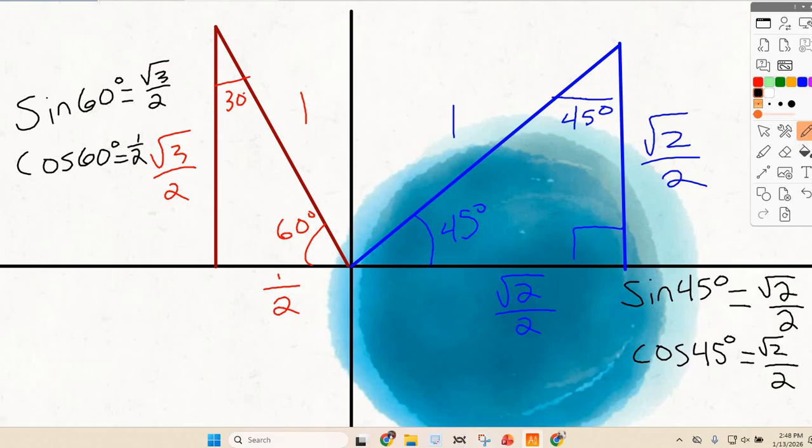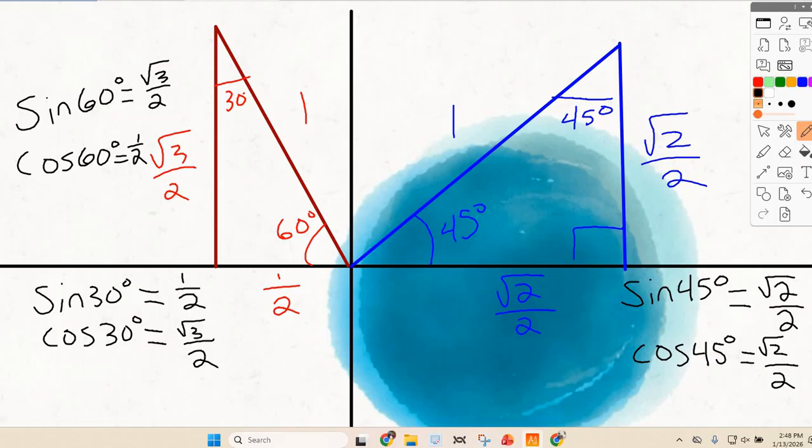Yes. And then lastly, our sine and cosine for our 30 degrees. Notice I can get that from this same triangle. The only difference is that the sides are flipped from the 30. So my opposite for the sine of 30 is the 1/2. And for the adjacent, it's the square root of 3 over 2. Alright, so that's where we'll stop for today.